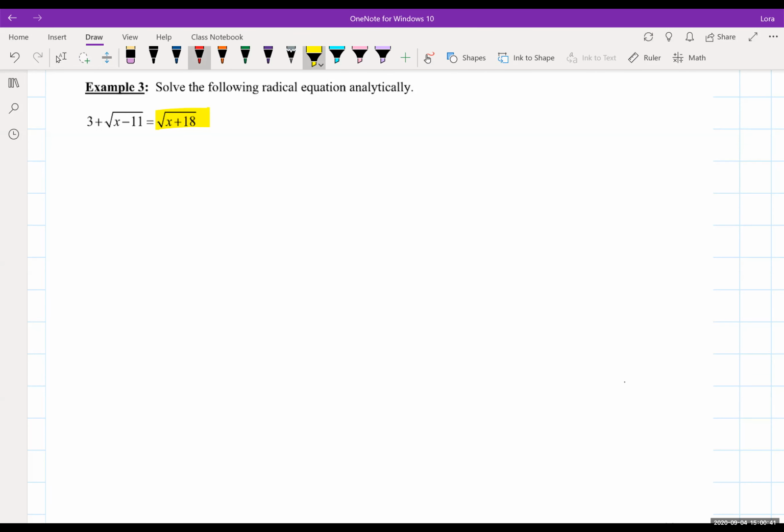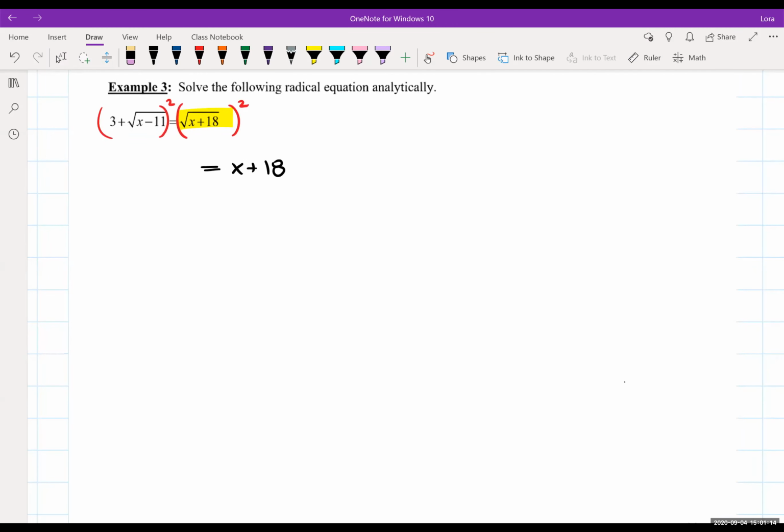You'll notice right away the way it's written, the square root of x plus 18 is already isolated for us. So we can go straight into raising each side of the equation to the index of this square root of x plus 18. So the index is 2. Now be really careful. The square root of x plus 18 squared is going to be just x plus 18, because when you square a square root, you get the radicand back.